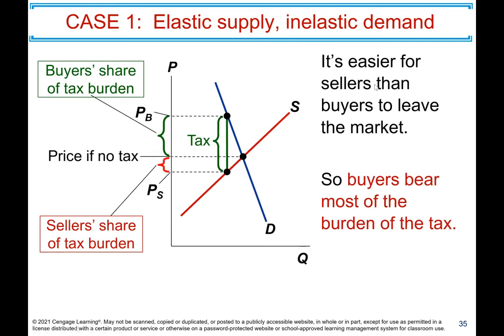It is easier for sellers than buyers to leave the market, so buyers bear most of the tax. Why? You can see here the burden of the tax falls heavily on buyers because buyers have inelastic demand. They don't have much of a choice. They can't go anywhere, so most of the tax is passed on to them. So anybody with inelastic demand will pay the larger portion of the tax.